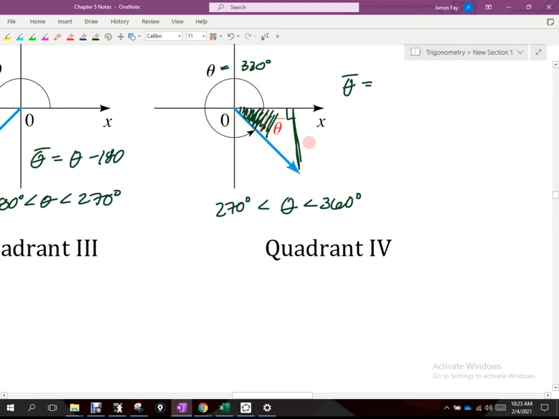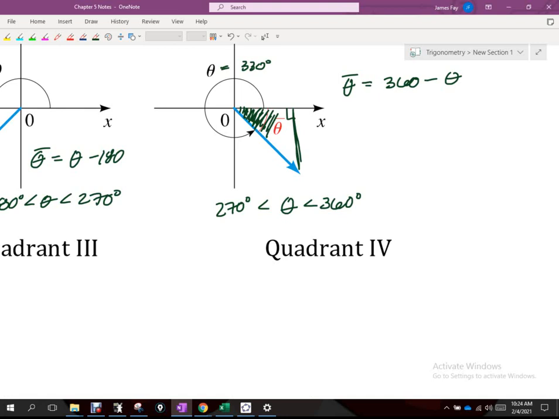How many degrees does it need to rotate to get to the positive x-axis to give me that straight angle? I need to go 30 degrees. Or how do I get to 360? I need to go 30. But formula-wise, you can take 360 minus theta, and that will give you theta bar. And that's quadrant 4.